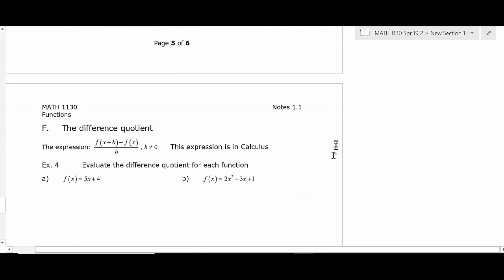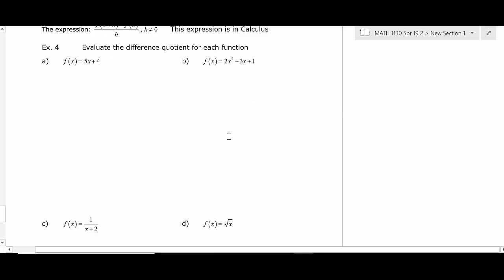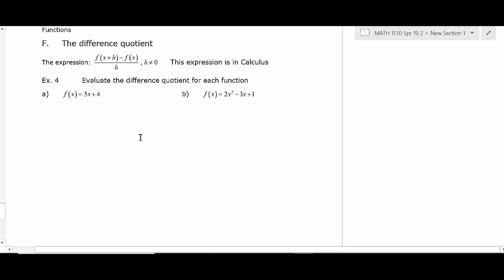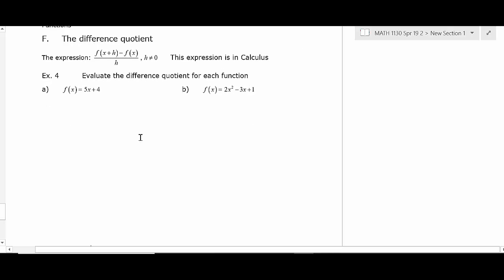So I think I'm going to go ahead and do this last page because I want to get through everything on 1.1 here today and do the difference quotient on here. So those of you who took calculus before did a difference quotient.